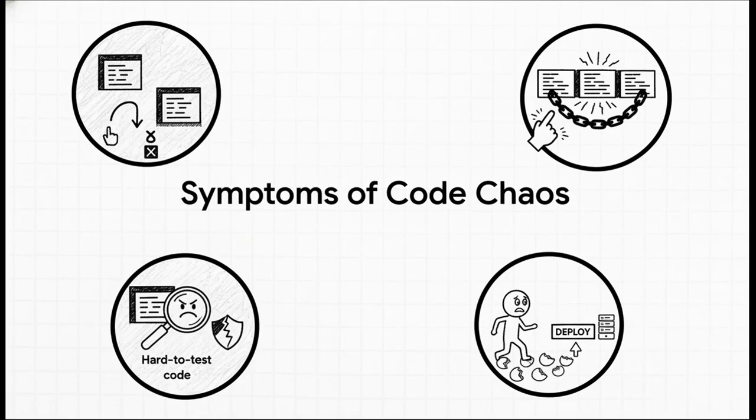And the signs are always the same, aren't they? You start seeing the same logic copy-pasted all over the place. Different parts of your system get so tangled up, so tightly coupled, that changing one tiny thing over here breaks 5 other things over there. Writing tests becomes a total nightmare, and every single deployment feels fragile, like you're walking on eggshells. That is the chaos that stops the system from scaling.